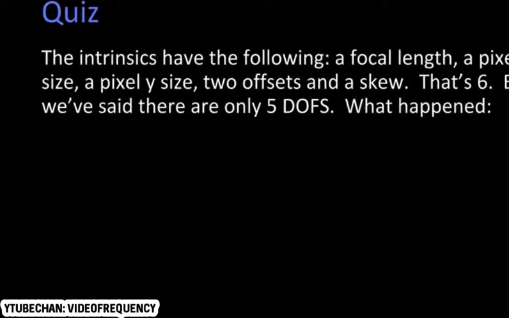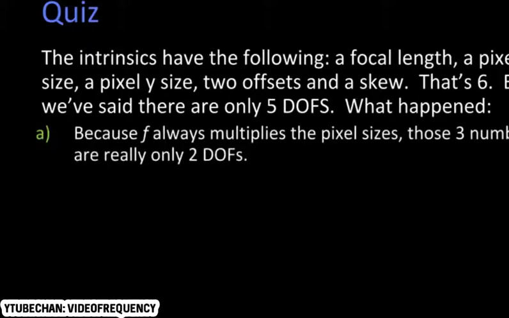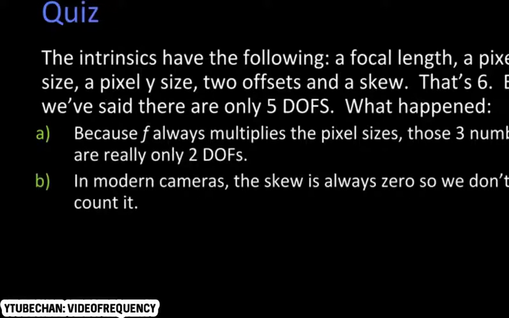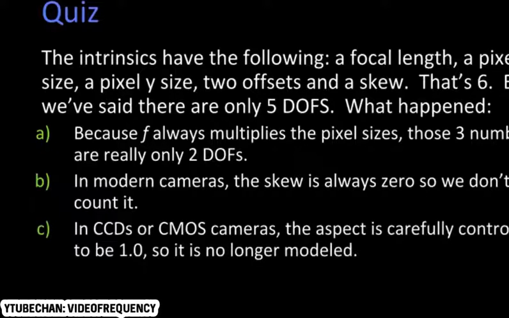Quiz. The intrinsics have the following: a focal length, a pixel X size, a pixel Y size, 2 degree offsets, and a skew. That's 6. But we've said there are only 5 degrees of freedom. What happened? A, because F always multiplies the pixel sizes, those 3 numbers are really only 2 degrees of freedom. B, in modern cameras, the skew is always 0, so we don't worry about it anymore. C, in CCDs or CMOS cameras, the aspect ratio is carefully controlled to be exactly 1.0, so we don't model that anymore either. Well, the answer, as I said, is A, right?